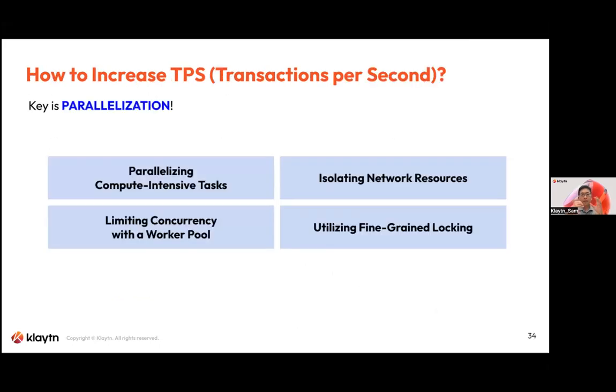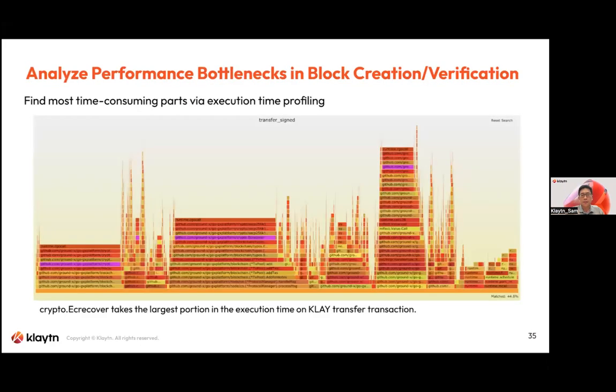Okay, we talked about the time and the latency and how fast it is, but the other aspect of performance is how many transactions per second we can process. Again, this is very obvious, but the key is parallelization. We can use different techniques at different parts of the code and the algorithms. I'm going to show one of the ideas and one of the implementations we actually did.